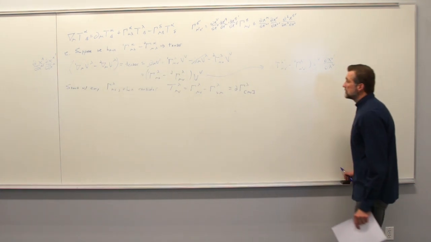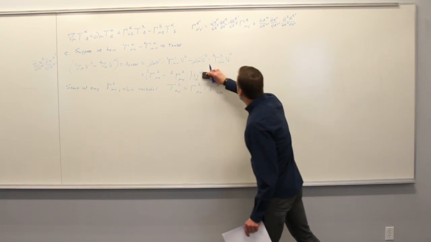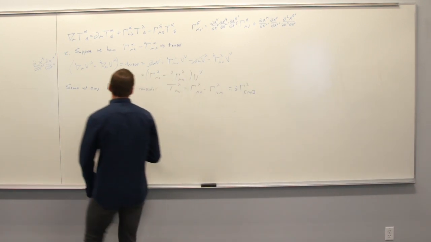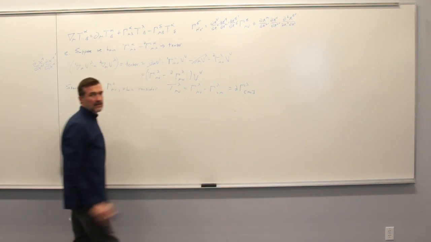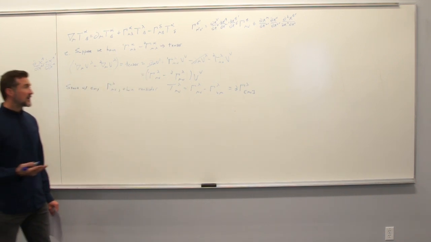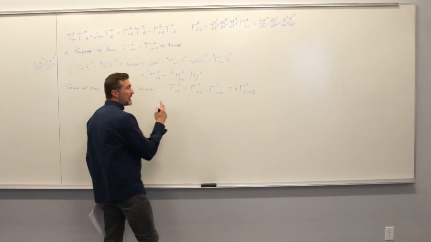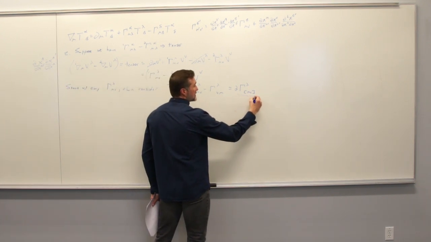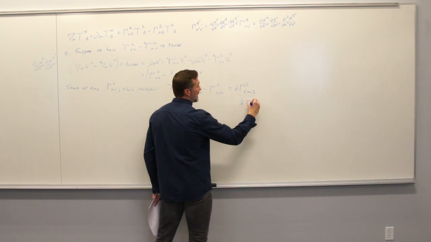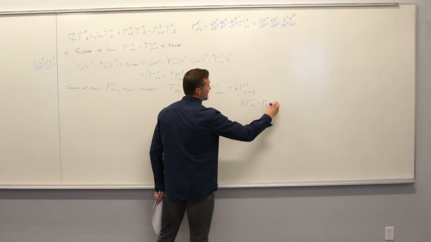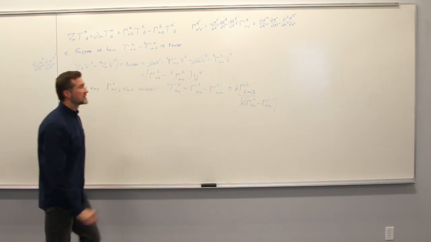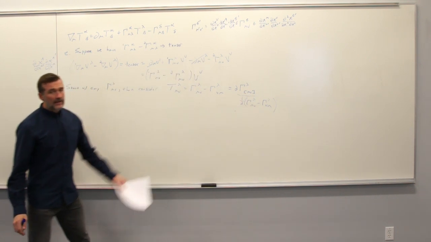Okay, but at the end of the day, what I'm really interested in doing is taking one connection and forming the difference of the connection with itself with the indices interchanged. And remember, this thing right here is defined as 1/2 gamma lambda mu nu minus gamma lambda nu mu. That's the definition of this with square brackets. So multiplying it by 2 gives us exactly that.